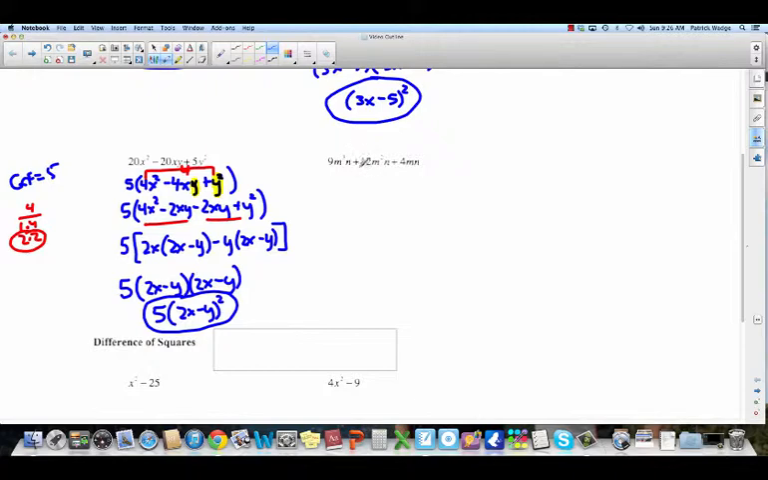Last one, look for a greatest common factor. I don't see, oh, there's a greatest common factor here. What is it? I can take an m out of each one of these, and I can also take an n out of each one of these. So mn is our greatest common factor. What's left? 9m squared plus 12m plus 4.